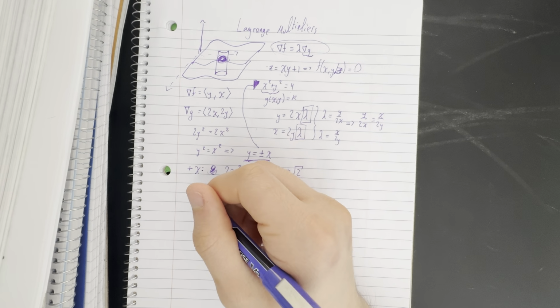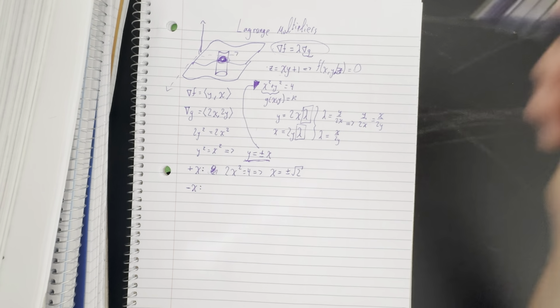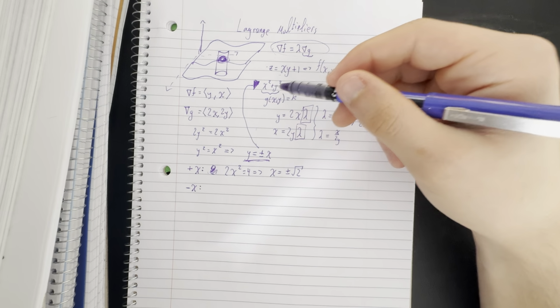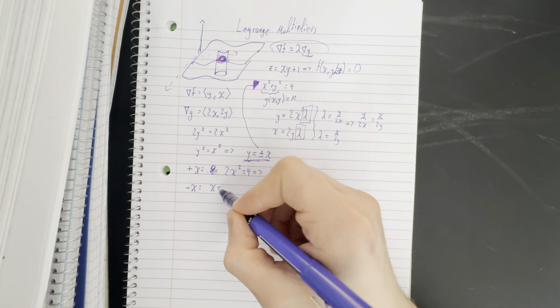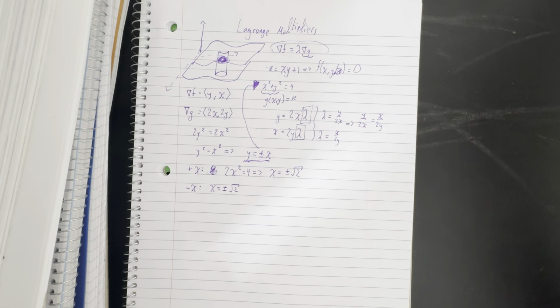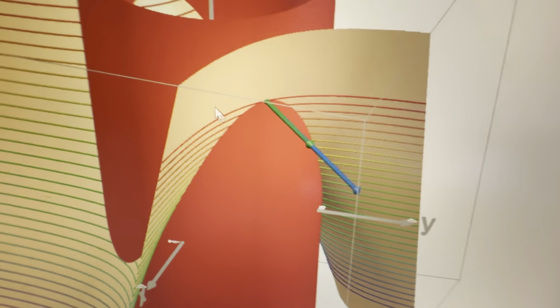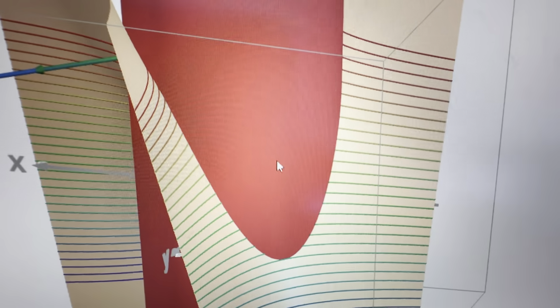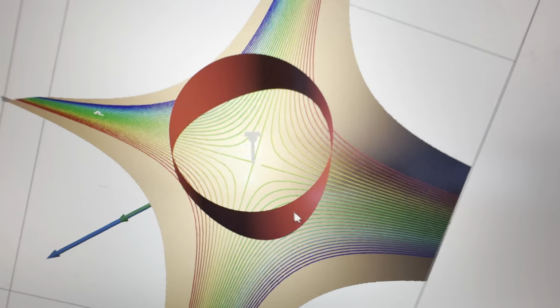If y equals negative x, you're going to get the same thing because you're squaring them. So you're going to get that x equals plus or minus root 2. That gives us 4 points, which does align with what we see here, right? We have this point, this point, this point, and this point. It's kind of like a saddle point shape. Actually, that's exactly what it is.